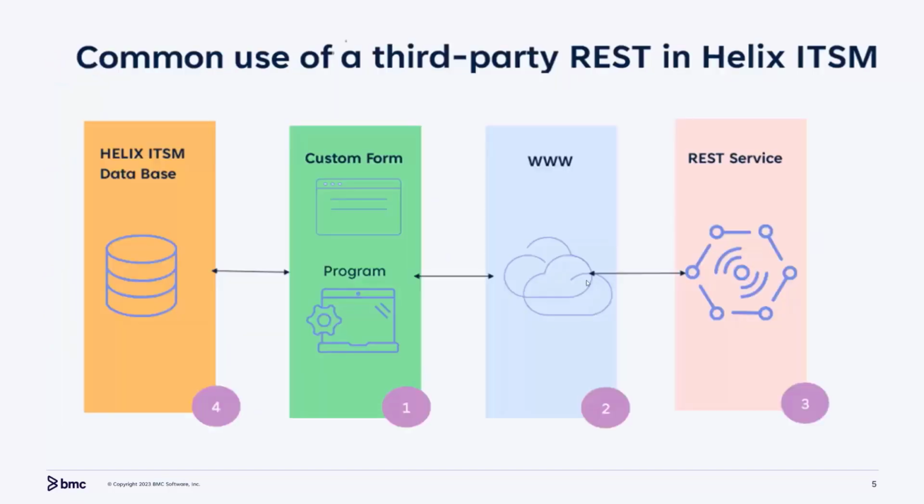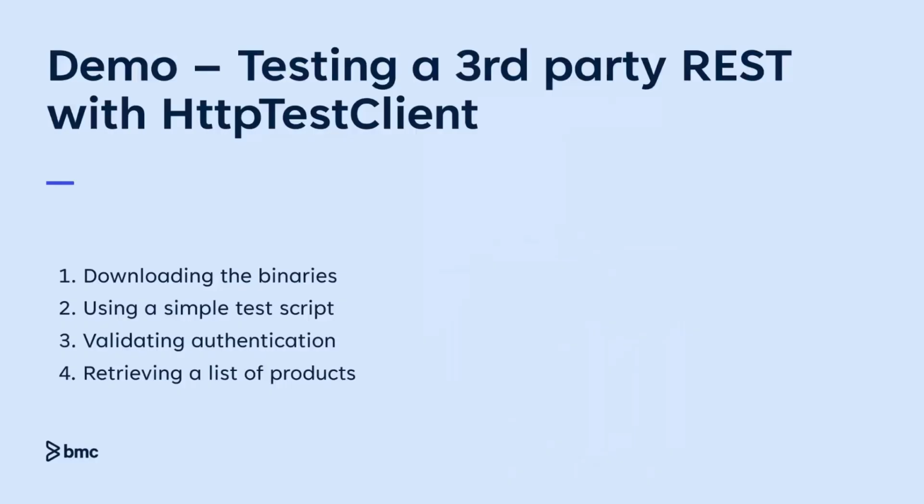Let's spend a minute to talk through the sequence of how that interaction occurs. First, the filter on the form or the piece of code is triggered. Then the HTTP request is sent over the internet. Next, the REST service processes the request and sends back the response to the filter on the form or the piece of code that initiated it. Finally, the information sent is either stored in the database or is used to make decisions in our workflow. Now, let's get into the demos.